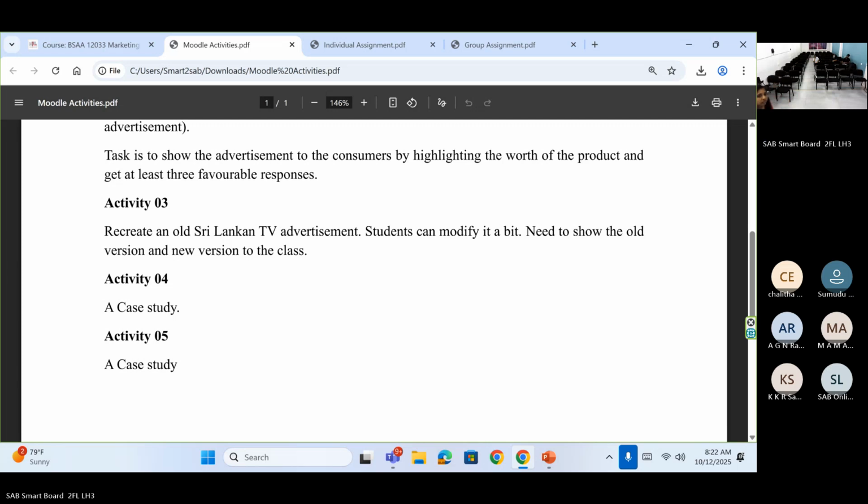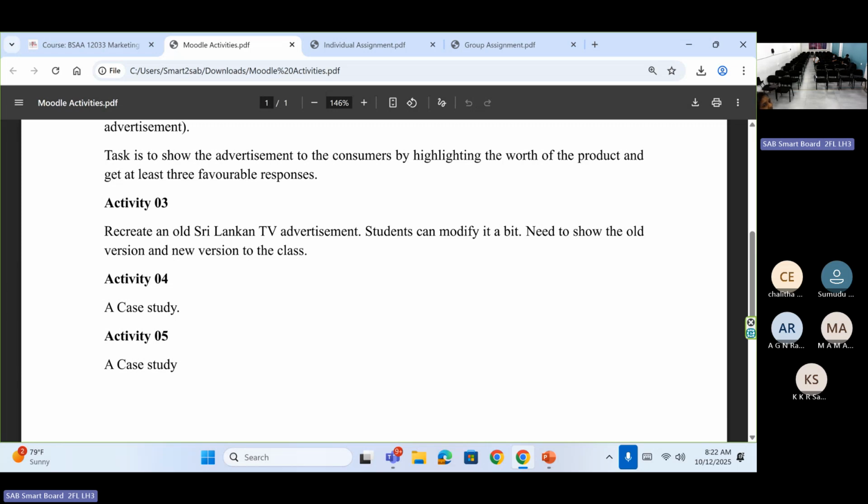Right? So that's what is in all three. There is nothing to upload in LMS. You can just present your findings. That's what you have to do. Then 4 and 5 will be case studies that you have to upload to LMS. Those case studies I will upload to LMS. Then you can do it as a group and upload the answer.